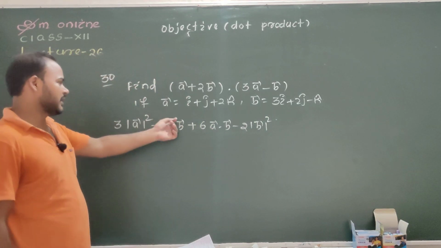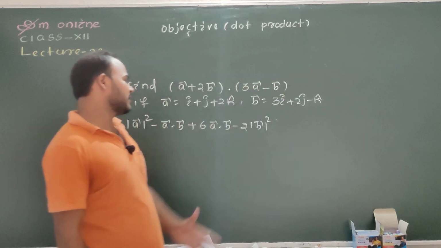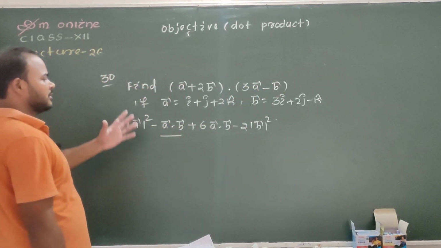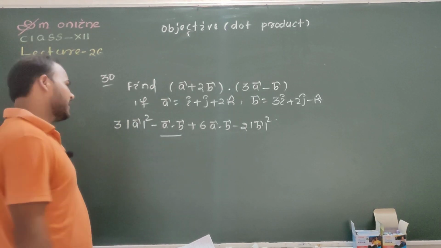We have vector A, so we need to take out the magnitude of vector A; for vector B, we need to take out the magnitude of vector B; and we need to take out A dot B. So by putting these values in this equation, we get the required answer.